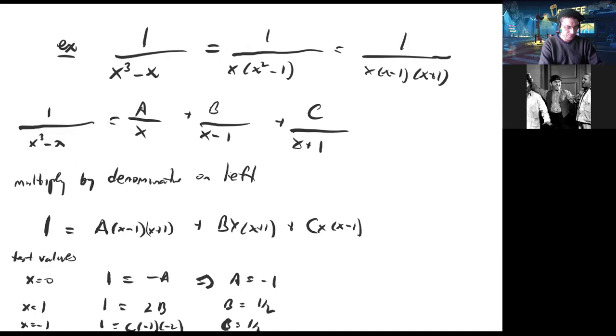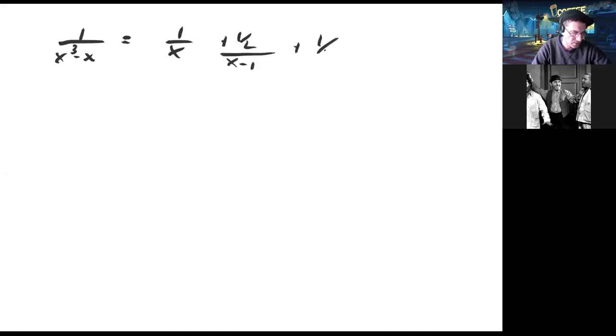Okay, so what do we get then? Let me go to a new slide to write down the answer. So we've concluded that 1 over x cubed minus x is 1 over x plus a half over x minus 1 plus a half over x plus 1.